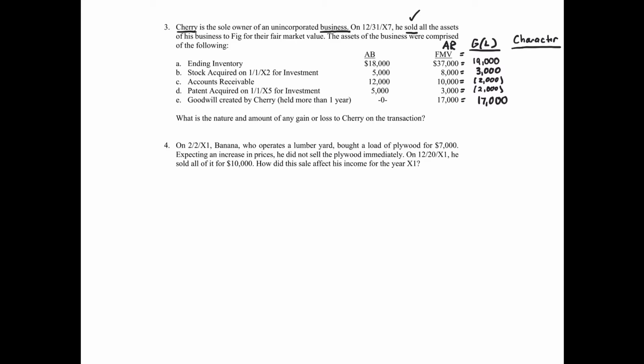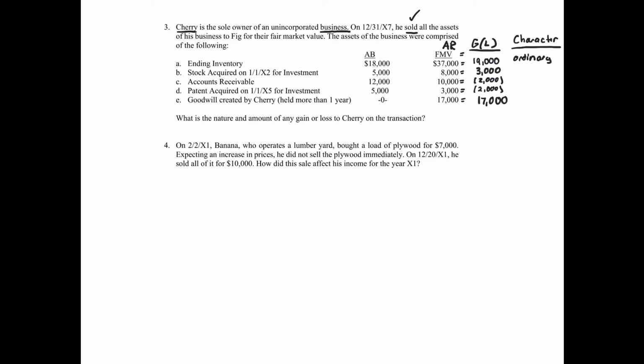So the first one, ending inventory. Think about our list of capital assets. Inventory is number one. It's never a capital asset. I'm going to tell you right now, inventory always results in ordinary income or ordinary loss. Always. In this class, other topics, other videos, you're going to see inventory a lot. Always ordinary income, ordinary loss. It's never going to be recharacterized. Always ordinary. So A is a $19,000 ordinary gain.